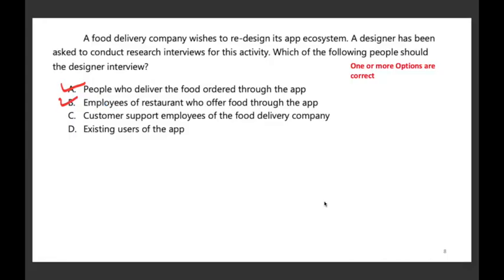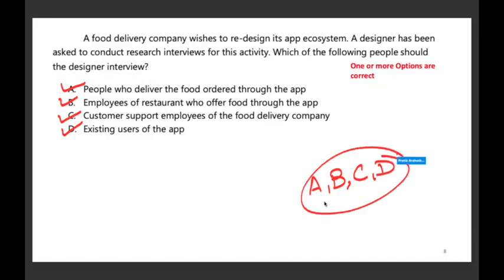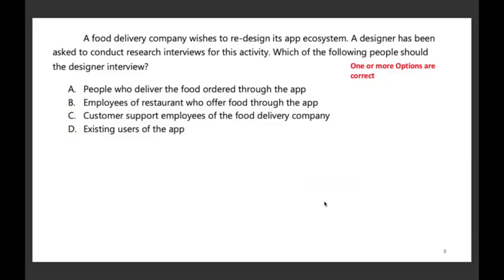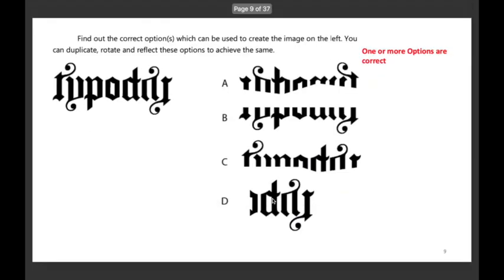C. Customer support employees of the food delivery system. They are the in-between people in case any glitch happens. So C also is correct. We have to interview the customer support also. And D says existing users. Of course, the user group needs to be looked at because they are the ones you are capitalizing on, and they are the ones for whom the user experience matters the most. So D is also correct. So A, B, C, and D, all four are correct here. Okay, we'll move to the next one.